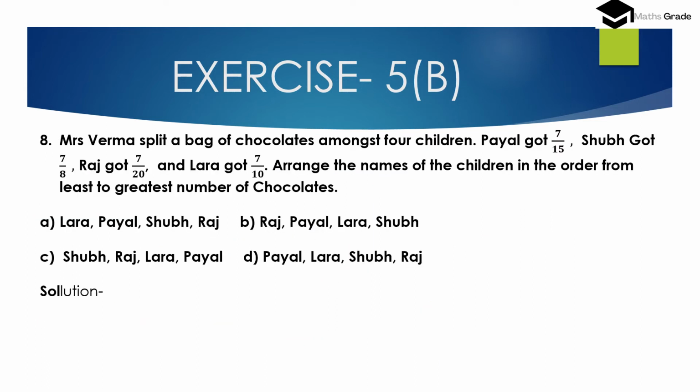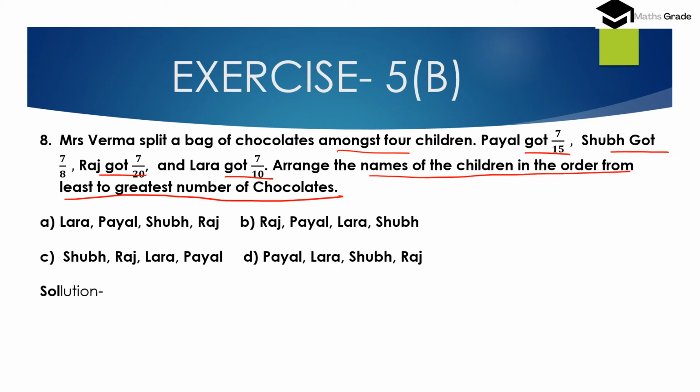Now question number 8. Mrs. Burma split a bag of chocolates amongst 4 children. Payal got 7/15, Shubh got 7/8, Raj got 7/20, and Lara got 7/10. Arrange the names of the children in order from the least to the greatest number of chocolates they received.